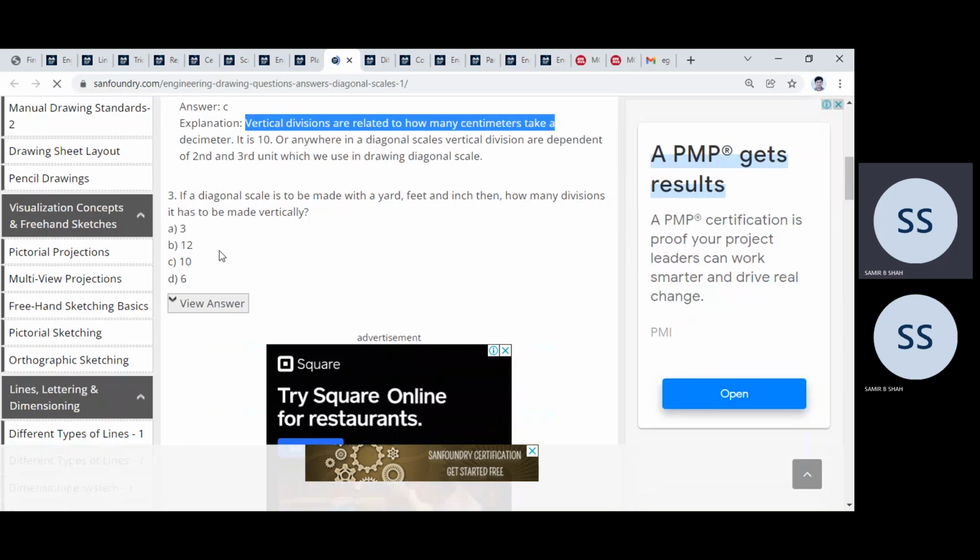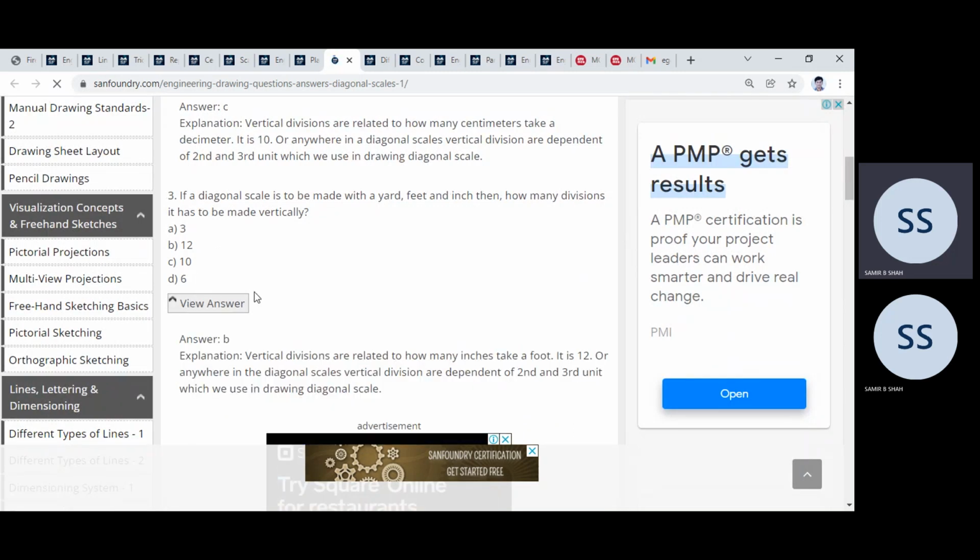So please remember, if a diagonal scale is to be made with yard, feet, and inch, then how many divisions are to be made? Okay, so at that time it may be 12, right?